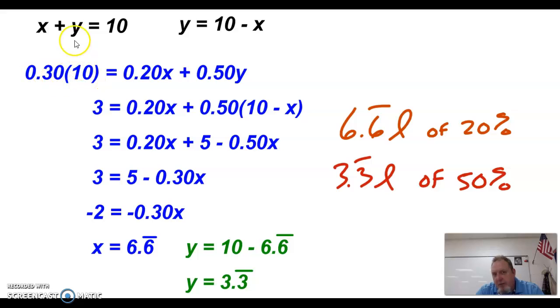So again, we set it up here. Our total liters was 10. We set up the mixture, so that was the percentage of each one. So 30% for the full 10 liters, 20% for X, 50% for Y. Using substitution, we're able to replace Y and in turn solve. So that'll help you now when you go back for the orange juice problem.